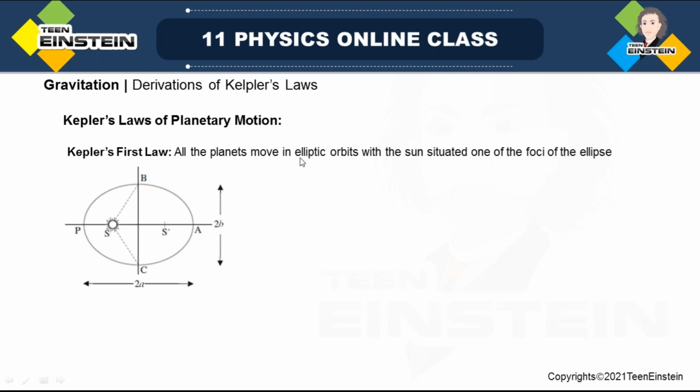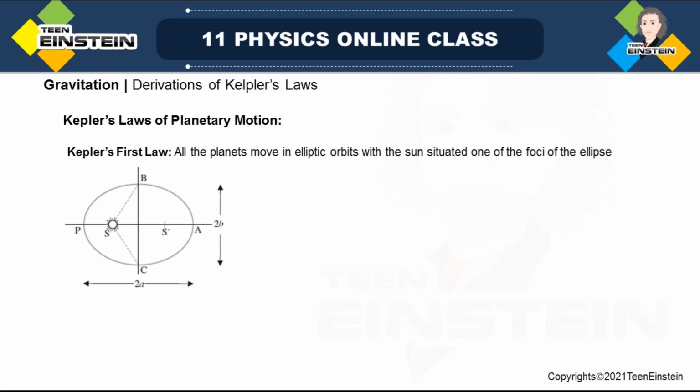It states that all planets move in elliptic orbits with the sun situated at one of the foci of the ellipse. So all the planets move in elliptical orbit, and the sun is always situated at one of the foci. There are two foci, you look here, S1 and S2. There are two positions for the foci in an elliptic orbit that we had discussed in the first class itself.